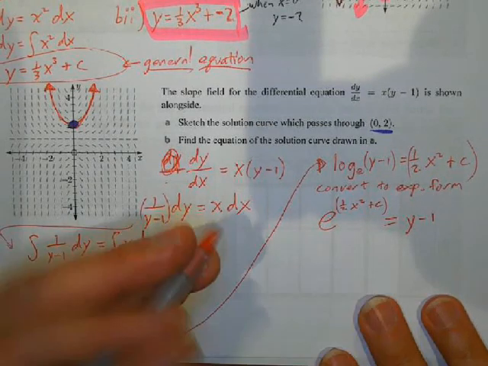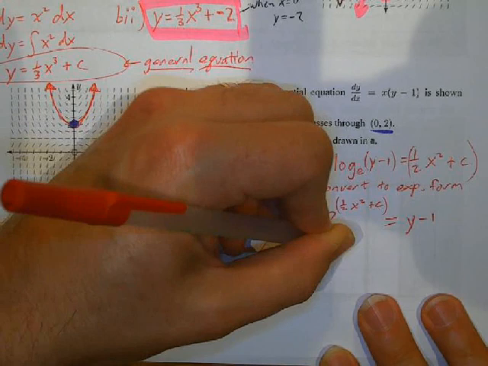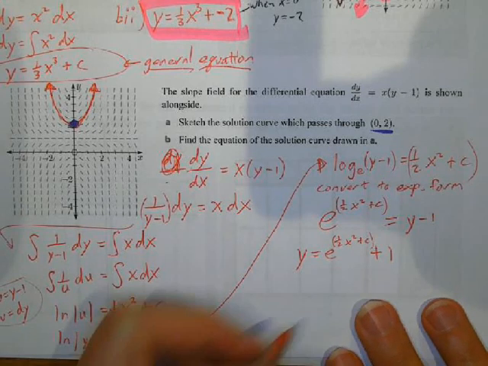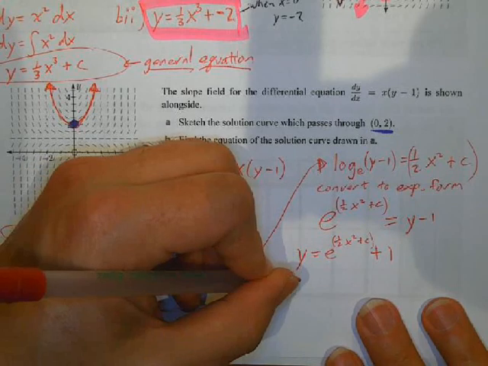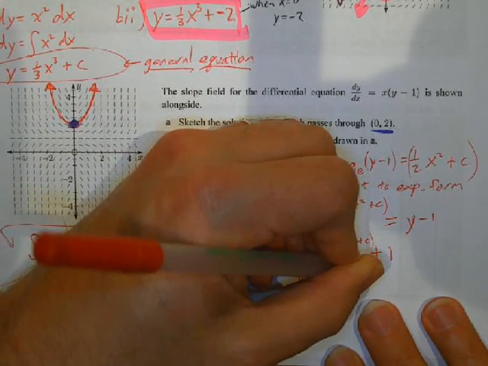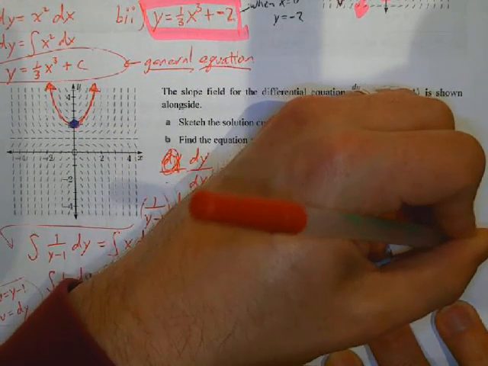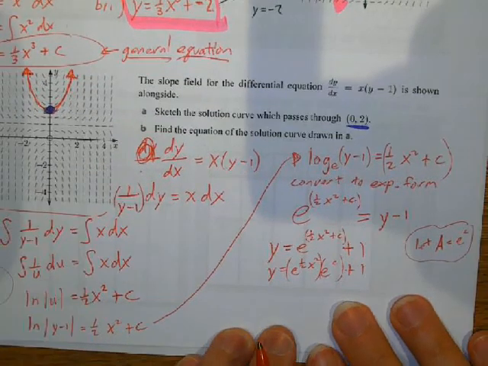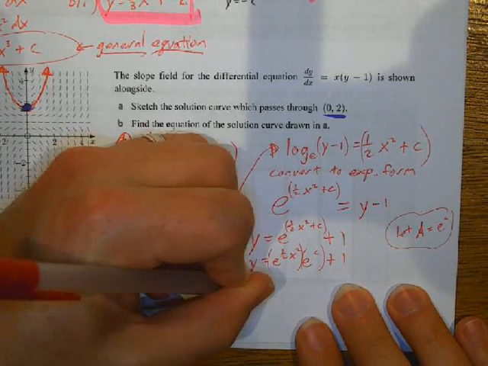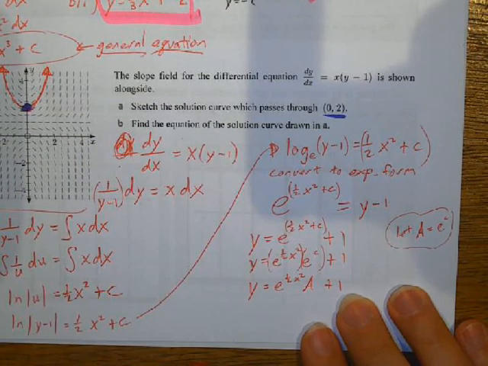I'm going to add 1 on both sides, so then I get y equals e to the 1/2 x squared plus c power plus 1. And then I'm going to think of this as y equals e to the 1/2 x squared power times e to the c, plus 1. And then I'm going to let a equal e to the c. And I can do that because e to the c is just a number, and so I'm going to say a is that number. And so now I've got y equals e to the 1/2 x squared times a plus 1. Like I said, a is just some number.